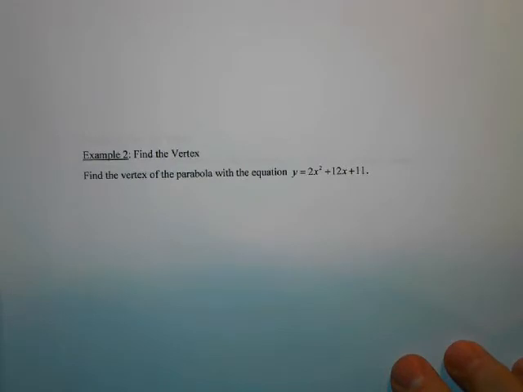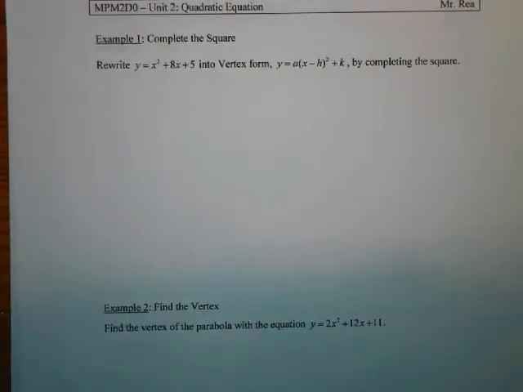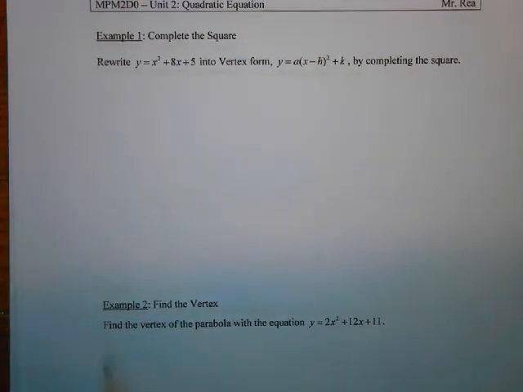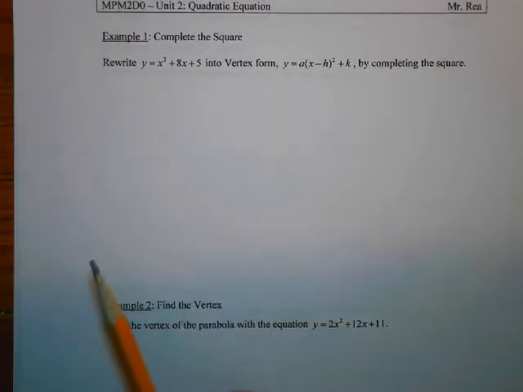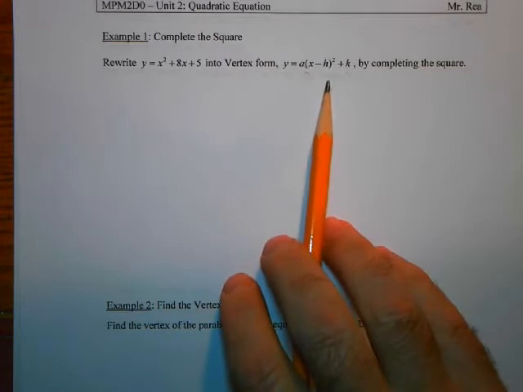And then after two examples, we'll come back and look at the steps again. Okay, so this one says rewrite y equals x squared plus 8x plus 5 into vertex form. And I give you a little template there to remind you what vertex form looks like.